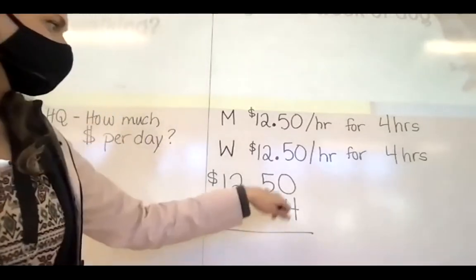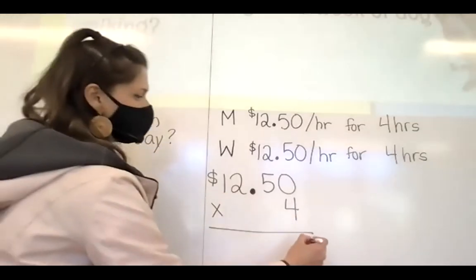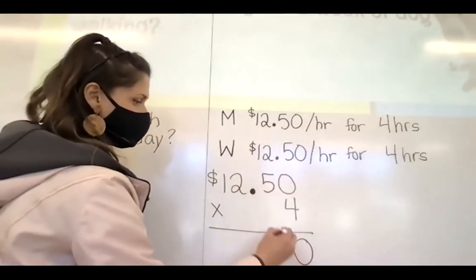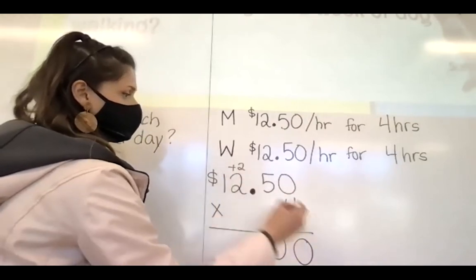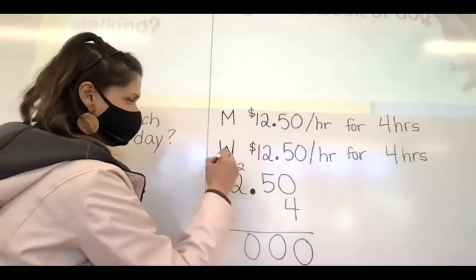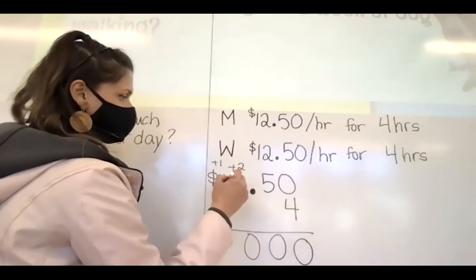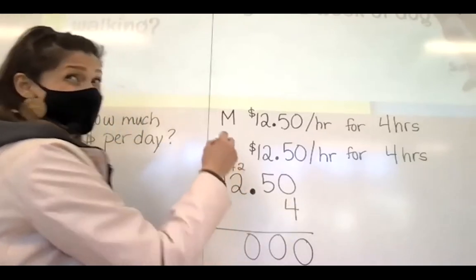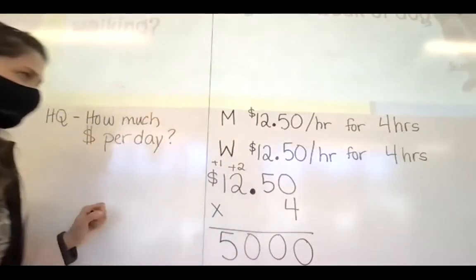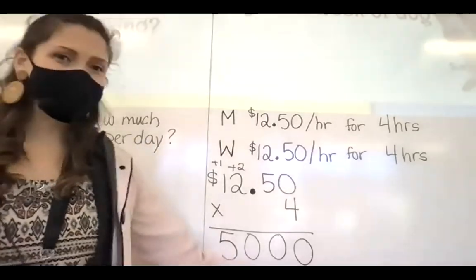All right, let's multiply. 0 times 4, 0. 4 times 5, 20, carry the 2. 4 times 2, plus 2, 10, carry the 1. 4 times 1, plus 1. Oh, you guys scare me sometimes. All right, so we get 5,000.